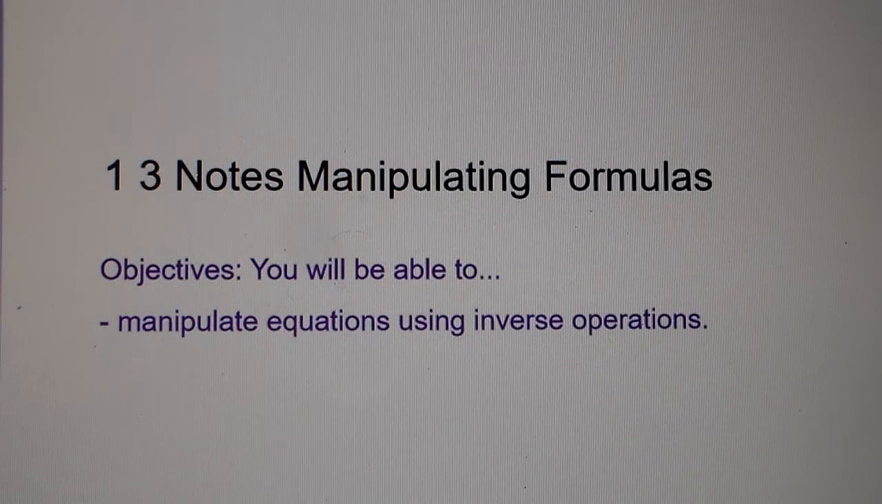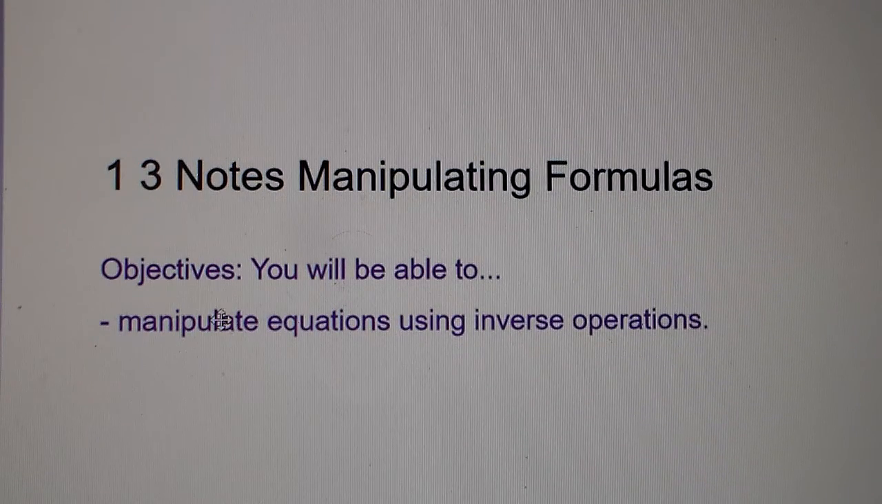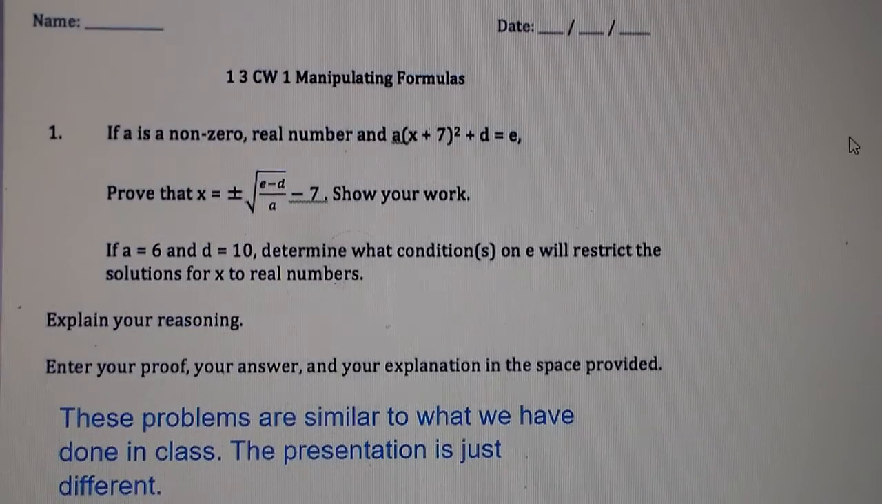Alright, these are the 1-3 notes, manipulating formulas. Objectives: you'll be able to manipulate equations using inverse operations. So the problem style that we're going to be doing looks like this.